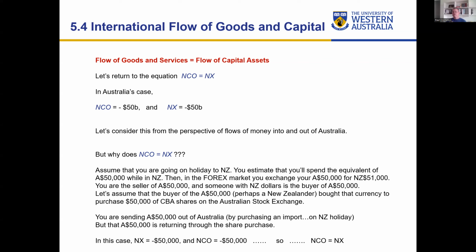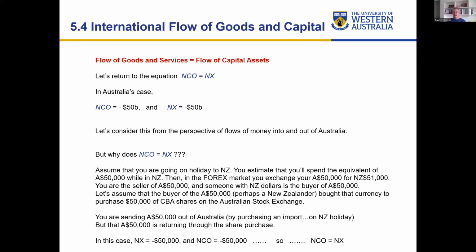So it's almost like the $50,000 leaves the country, goes into the Forex market, is bought by a foreigner, and then they spend that money in Australia. They send the money straight back. So your $50,000 is not leaving the country. It's just being acquired by a foreigner in this example, and that person will spend it on something within Australia. So that's just something that will become relevant a little bit later.